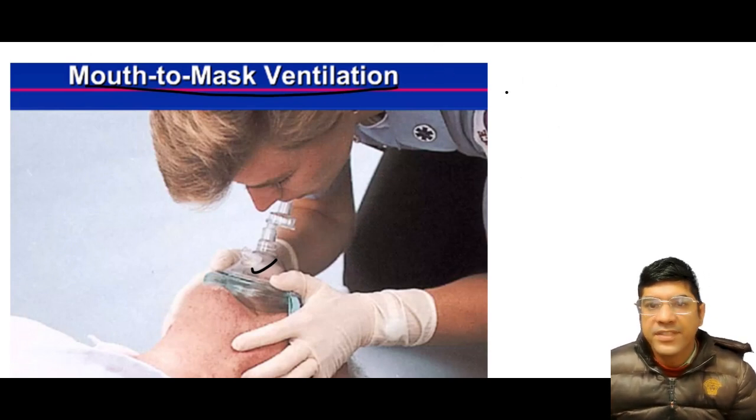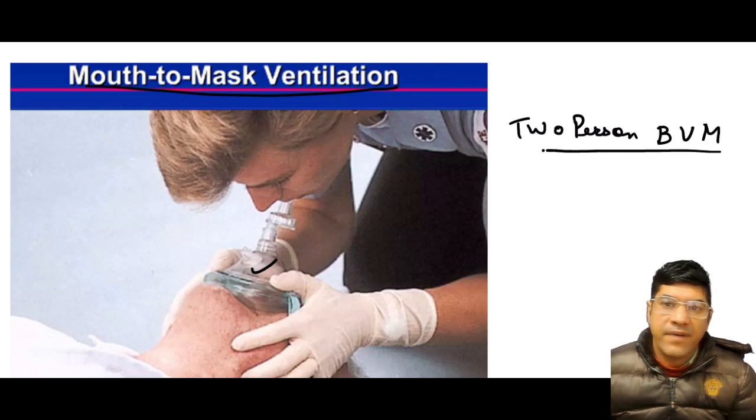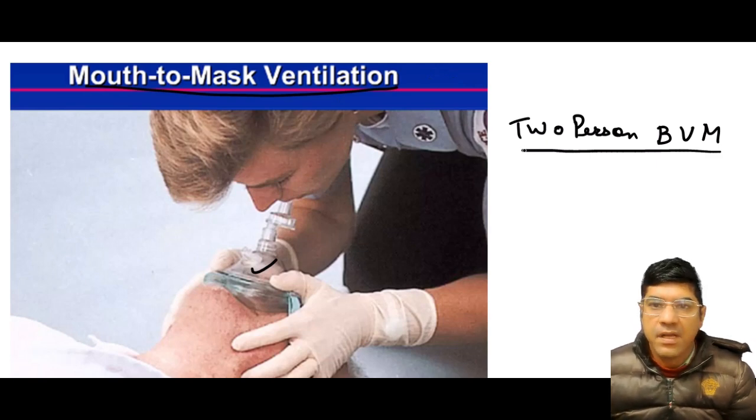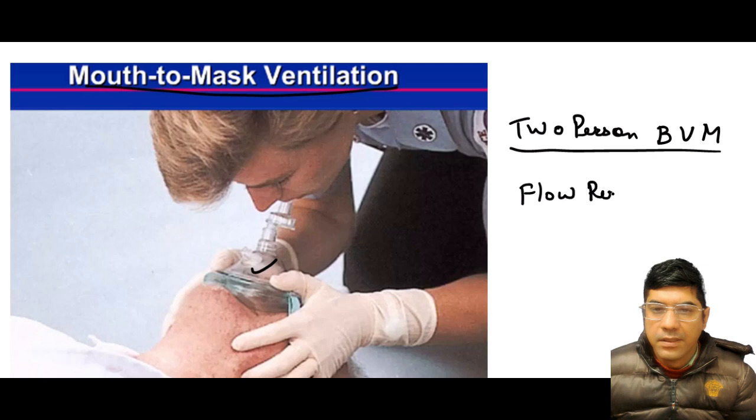Apart from that, two-person bag valve mask ventilation can be used. In this method, one person holds and positions the mask over the patient's face, while the other squeezes the bag attached to the mask to provide artificial ventilation. Apart from that, we can use a flow restricted oxygen powered ventilation device or one-person bag valve mask ventilation.